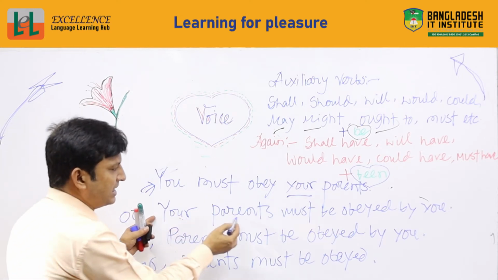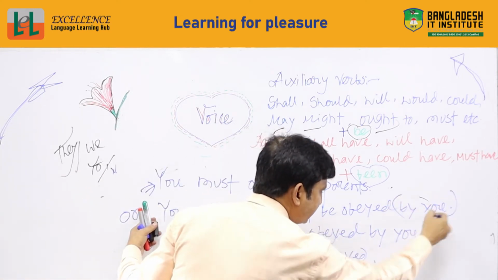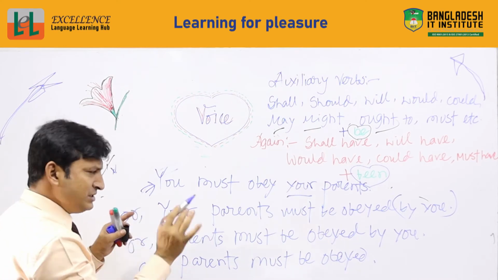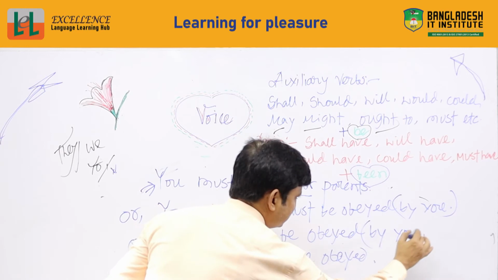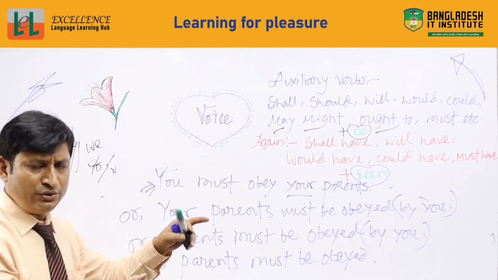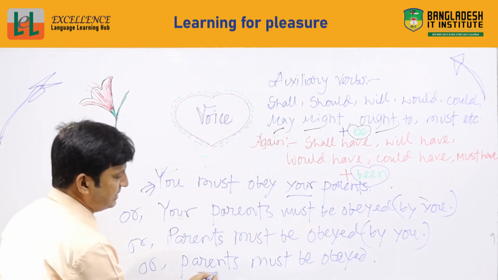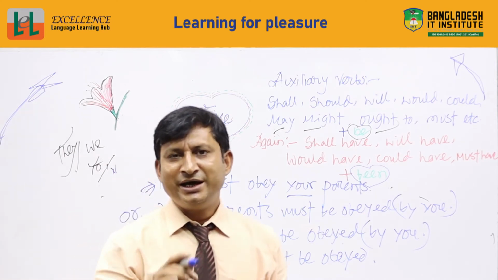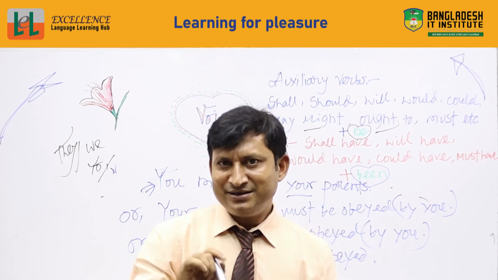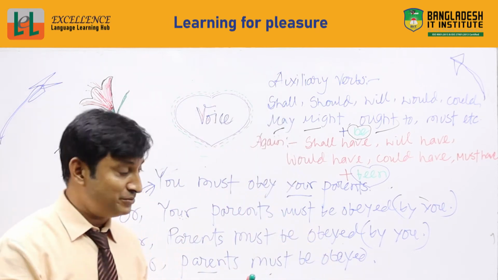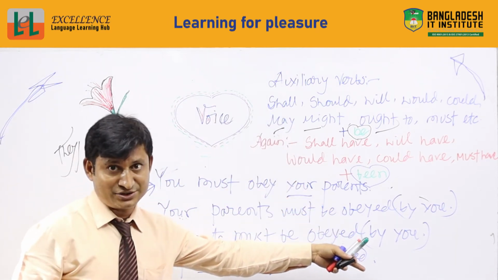Here we can use your parents must be obeyed by you. We can use in bracket here, or we just write parents must be obeyed by you. That's okay. Or if you don't want to mention that one, we just write parents must be obeyed, because we all will obey, right? Including me. So we need not mention the object here. So thank you very much.